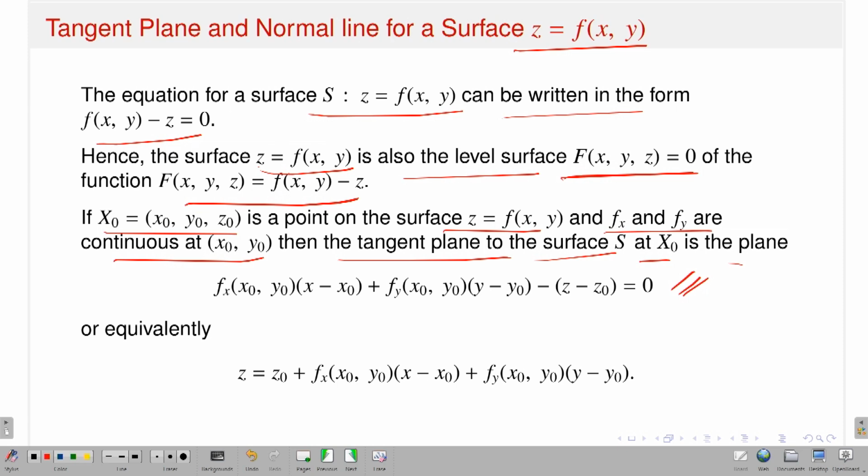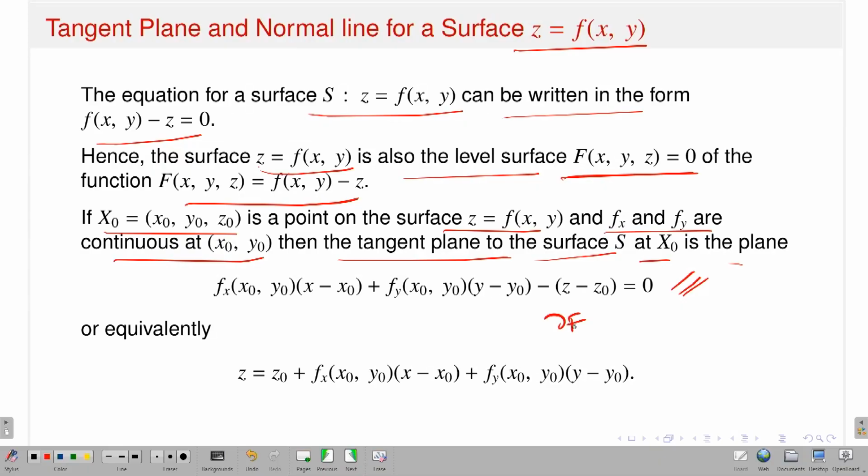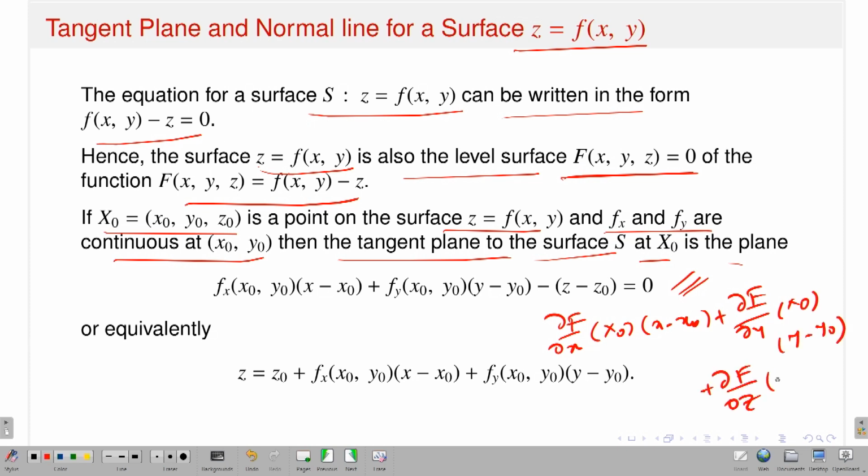And how do you get it? You can simply get it, because you know the level surface. What is the formula? If you can see the formula for the equation of the tangent plane for the level surface F of x, y, z is equal to 0 at the point X naught, what is the definition? The definition is that del F del x at the point X naught times x minus x naught, plus del F del y at the point X naught times y minus y naught, and del F del z at the point X naught times z minus z naught is equal to 0. That was the equation given.